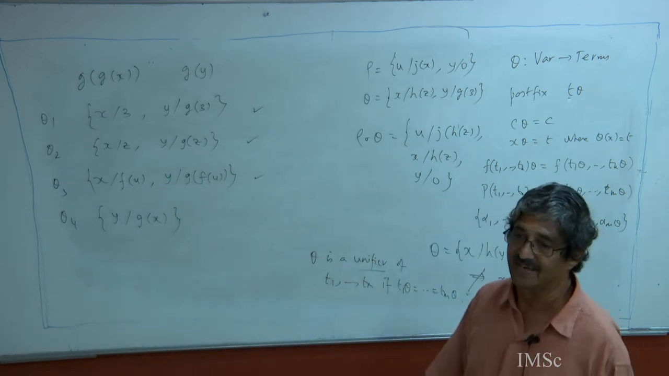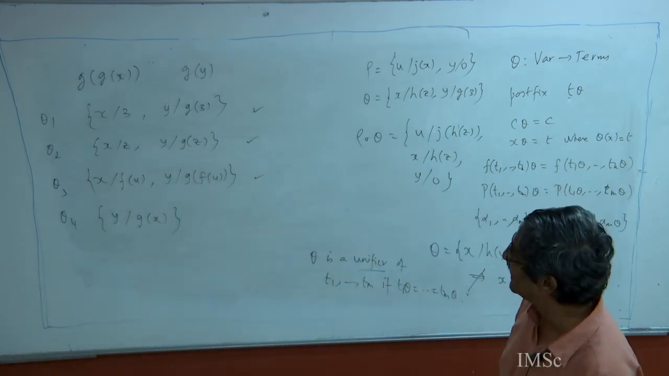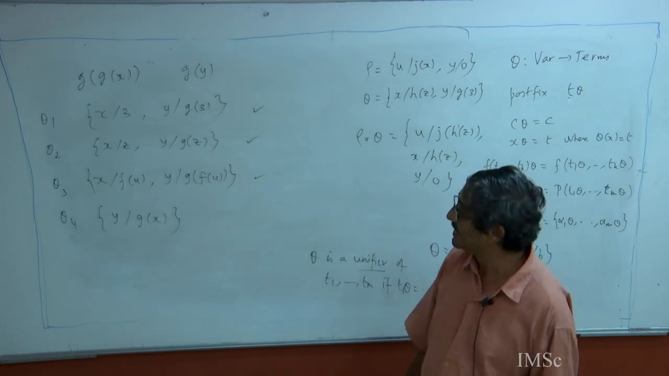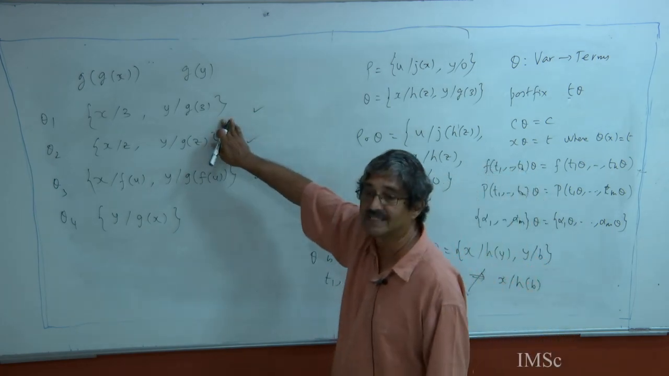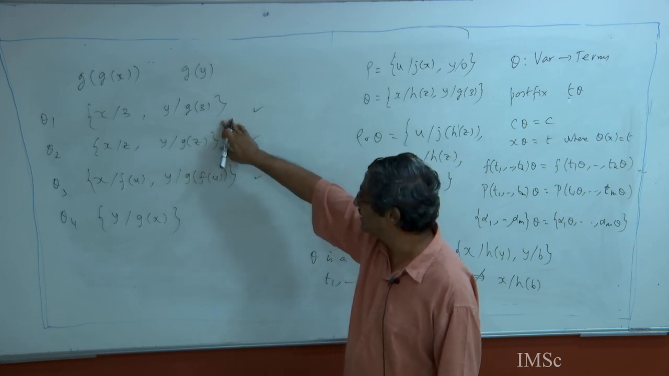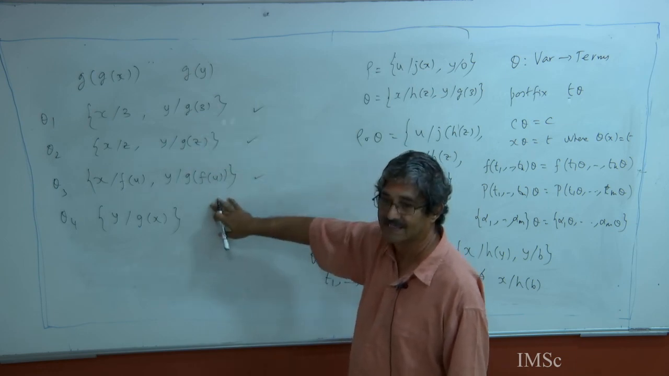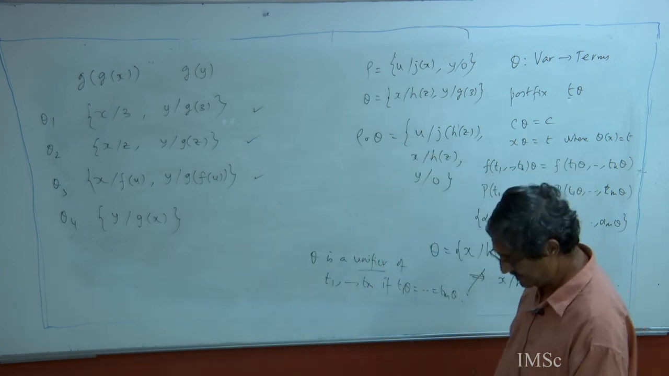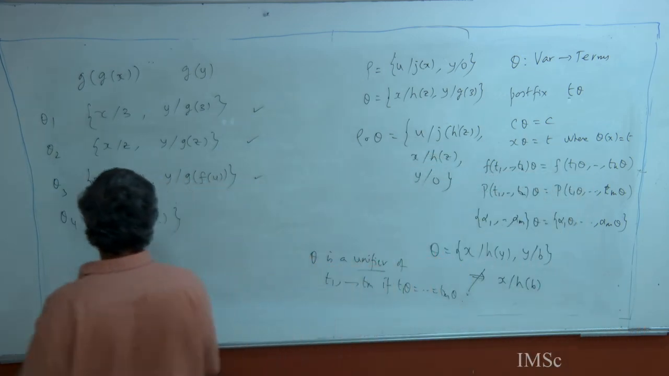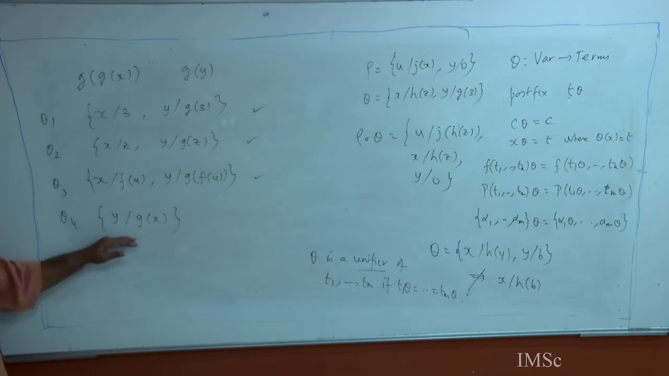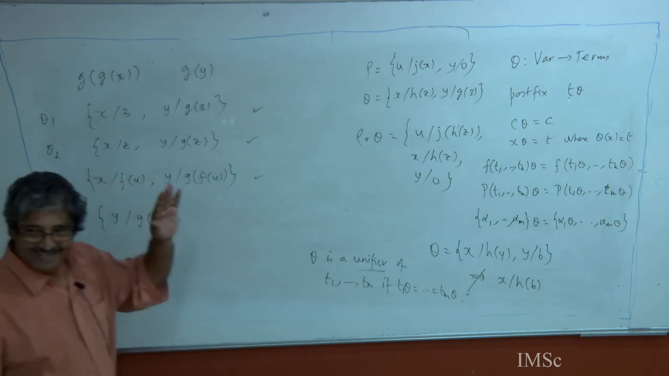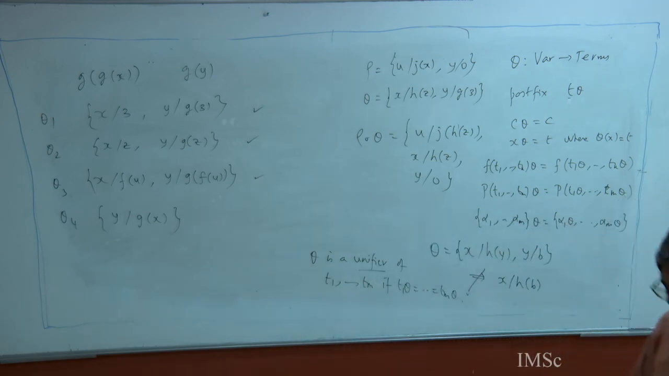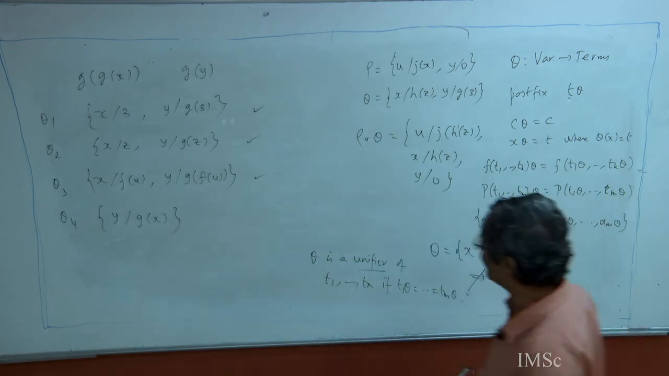Replace y by g of x, right? That will give you the terms g of x. So this generates ground instances. These don't generate ground instances. That is the difference between these. So in general, somehow we would like to say that this is more general than all the rest. This is the most economical substitution in some sense, and that's the idea of something being more general.